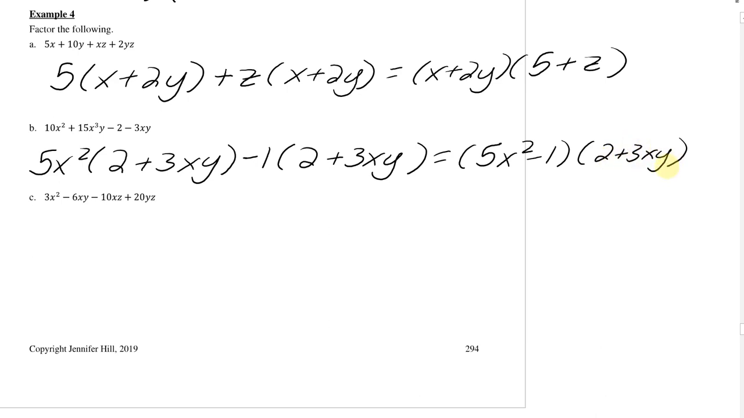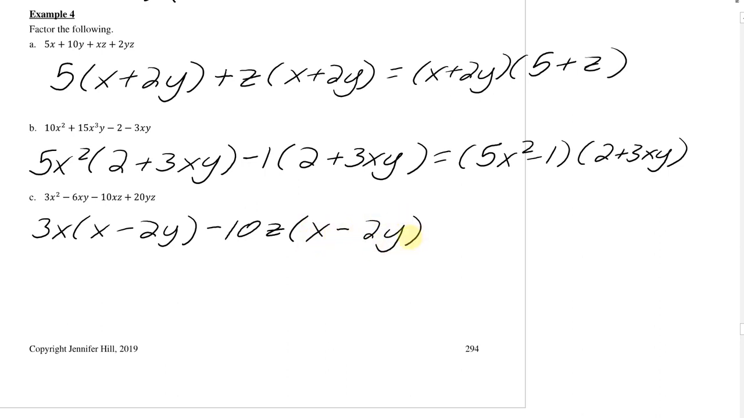Okay, and then for C here, in the first two terms I'm going to factor out 3x, so this will leave me with x minus 2y. And then out of the second two terms, just be careful when you do this. It looks like these have in common, let's see, -10z, so minus 10z. So if I factor that out, this becomes x minus 2y.